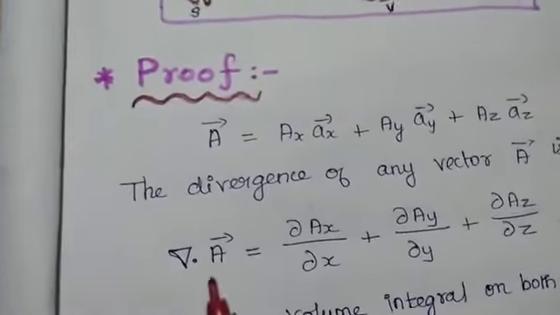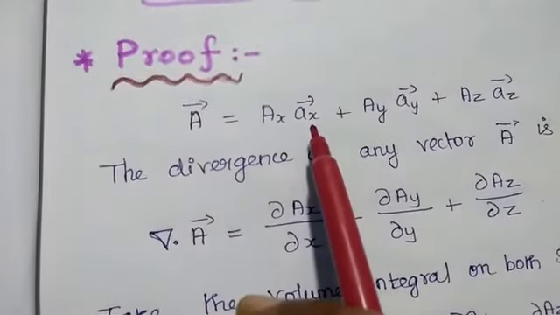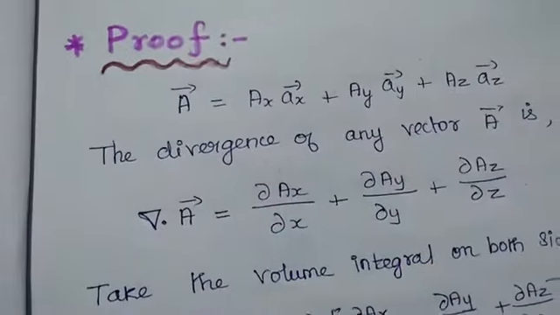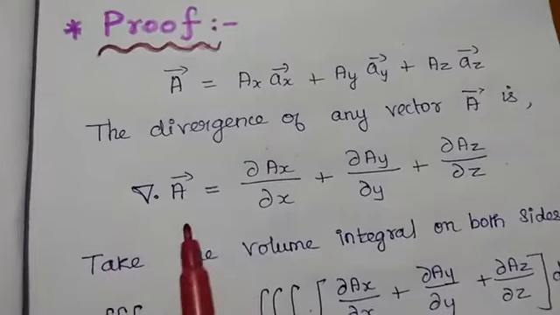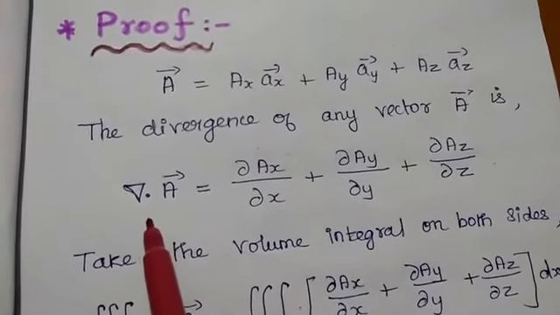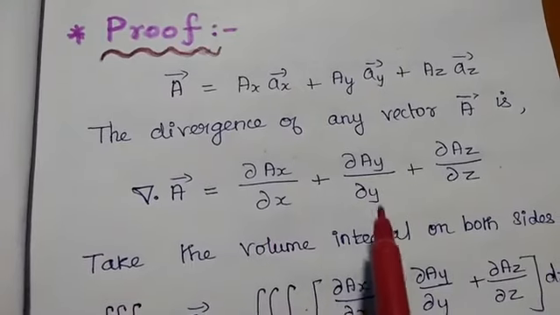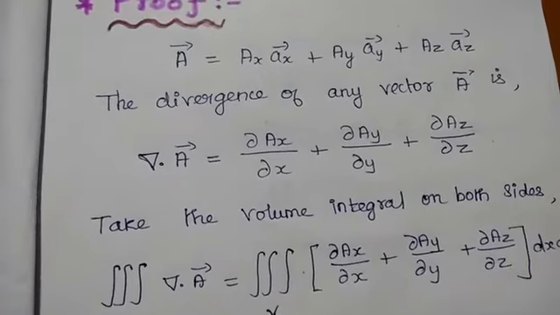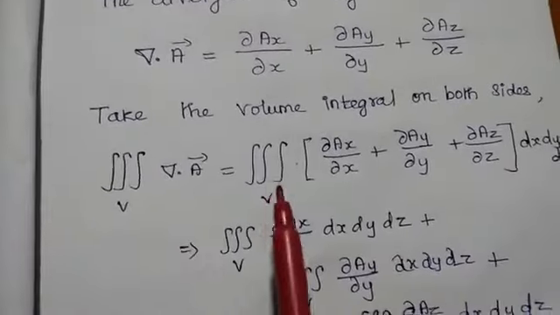For that we have to consider a vector A equal to Ax unit vector ax plus Ay unit vector ay plus Az unit vector az. The divergence of any vector, as we know, is given by this formula. So del dot A vector is equal to dou Ax by dou x plus dou Ay by dou y plus dou Az by dou z. Next we are going to take the volume integral on both sides.